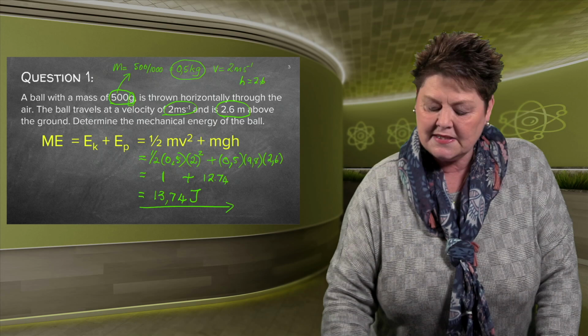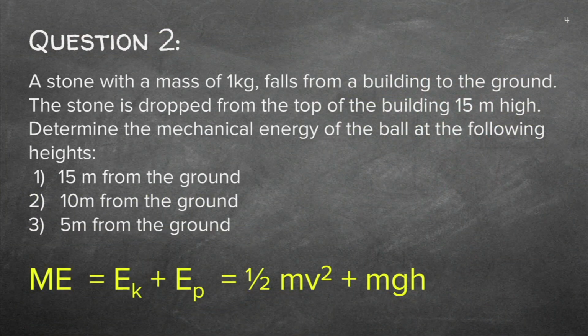In a second question, a stone is, well, it's not thrown, it's falling. A stone with a mass, luckily this one is in kilograms already, a 1 kilogram mass, from a building to the ground. It's dropped. So remember, if anything falls or is dropped, the initial velocity is 0. That's quite important because you are going to use that value. And the building has a height of 15 meters. So I've got a height of 15 meters, a stone being dropped, and it's a 1 kilogram mass.